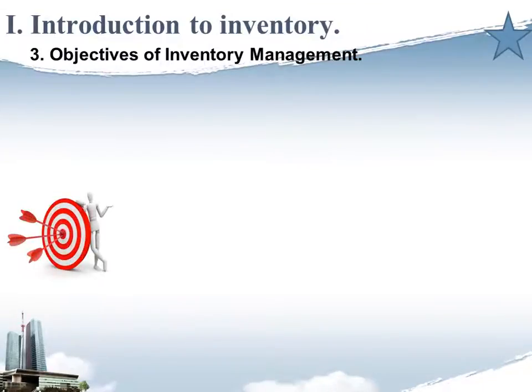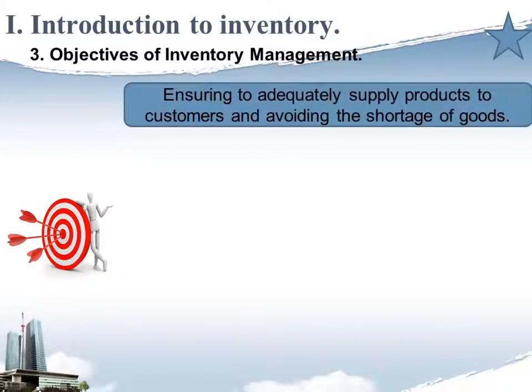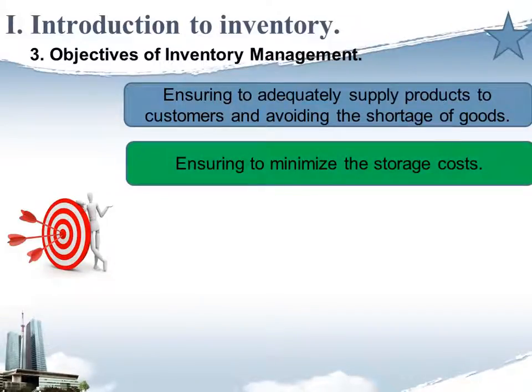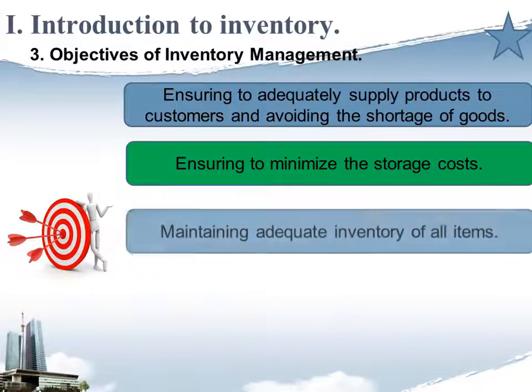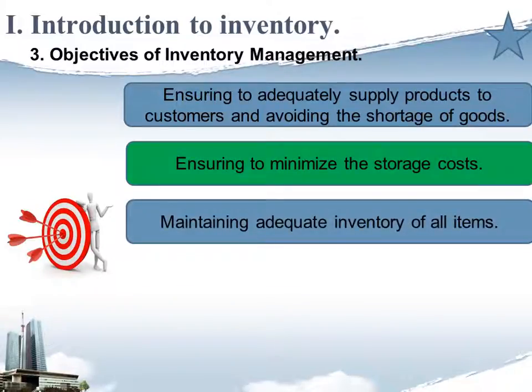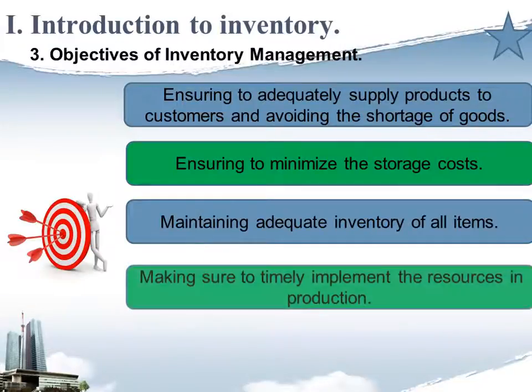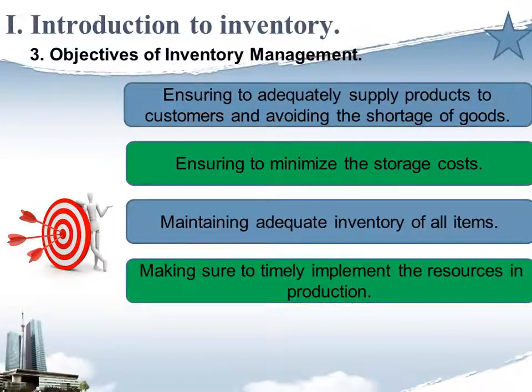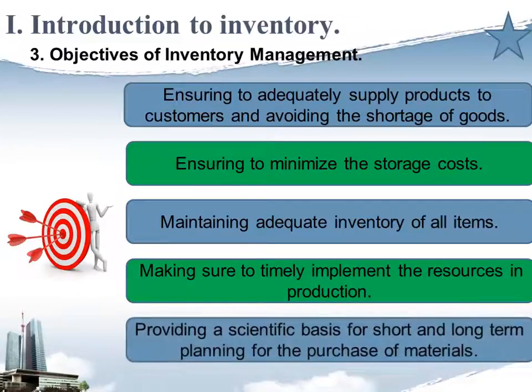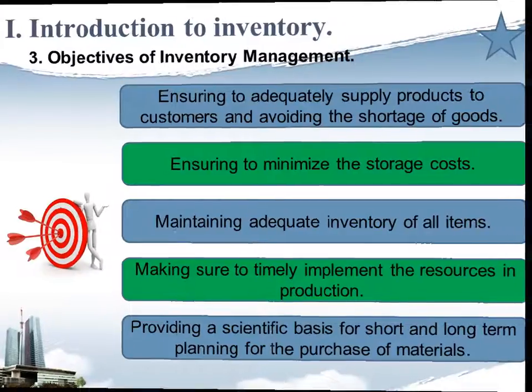The objective of inventory management. First, ensuring adequate supply of products to customers and avoiding the shortage of goods. Ensuring to minimize the storage cost. Maintaining adequate inventory of all items. Making sure to timely implement the resources in production. And finally, providing a scientific basis for short and long-term planning for the purchase of material.